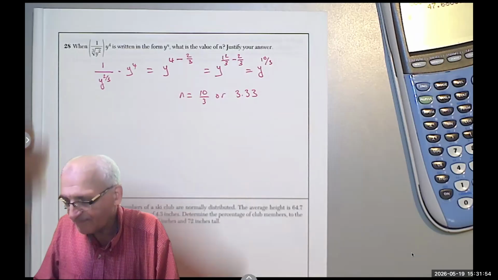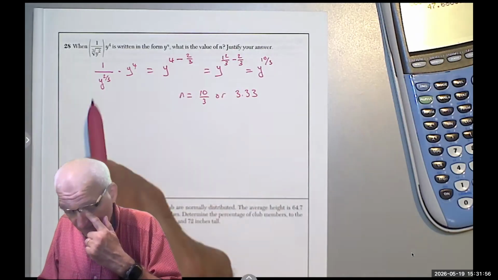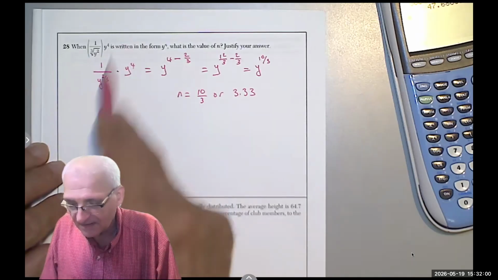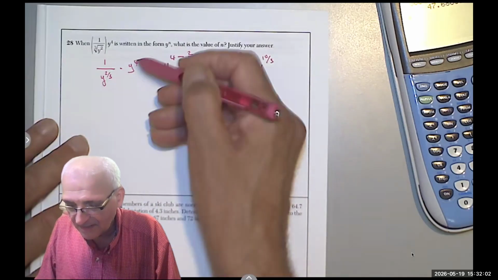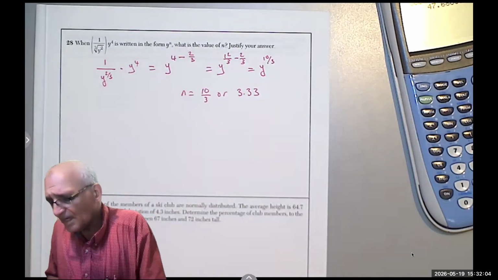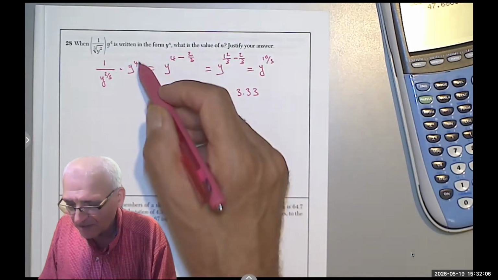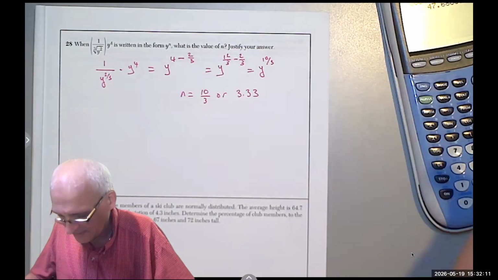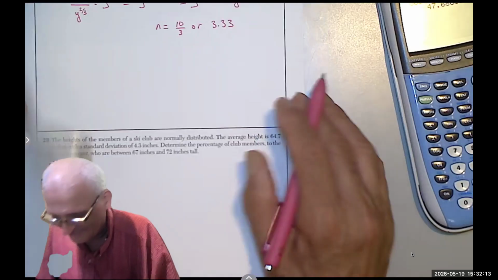Okay, justify your answer. Basically, you would say the cube root of that is that, and then when you divide y to a power, so y to the a over y to the b, you get y to the a minus b, and that yields it. I don't know how else you justify it.